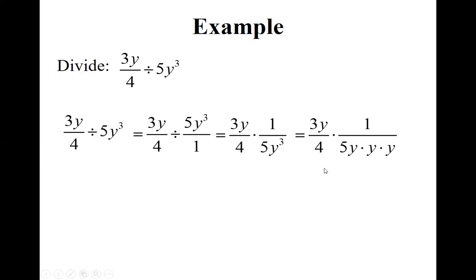The y on top cancels with one of the y's on the bottom. We're left with 3 times 1 is 3 over 4 times 5 times y times y. 4 times 5 is 20. Y times y is y squared. 20y squared on the bottom.